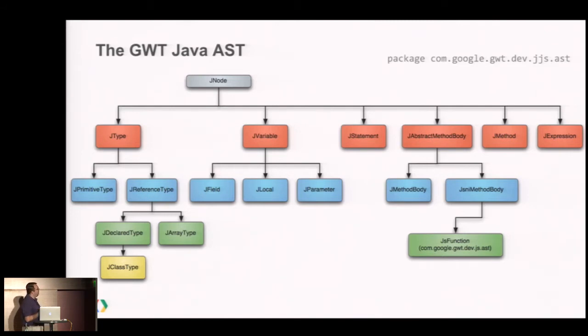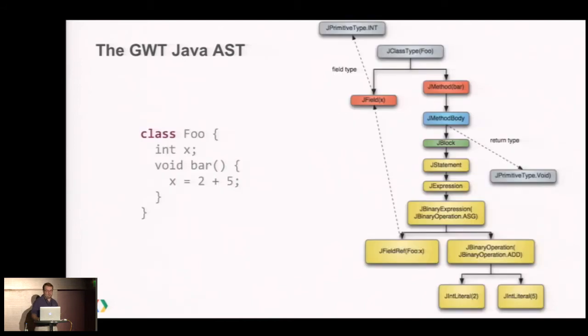For each possible snippet of code in Java, there's an equivalent class that represents it. The root of every bit of Java code is a J node, but then there are variables. You see a J variable up there. And of variables, there are different kinds: there are fields, there are local variables, there are parameters to the function. Or you can see that there's a statement, and of a statement, one of those could be an if statement, or some other declaration. Or you could have a J method, which has a J method body, which has maybe another method body inside of it. So that's the general look.